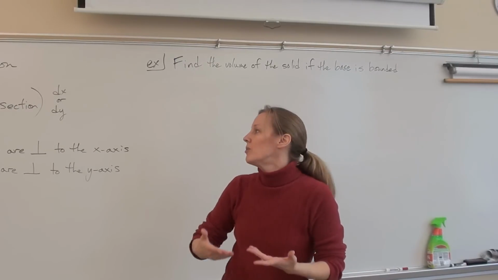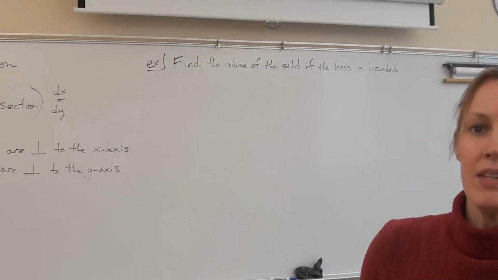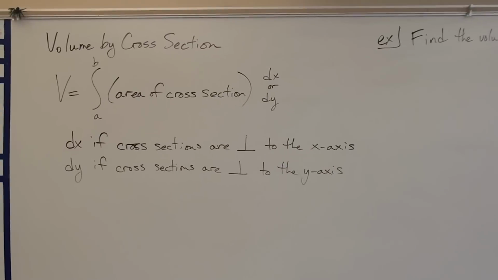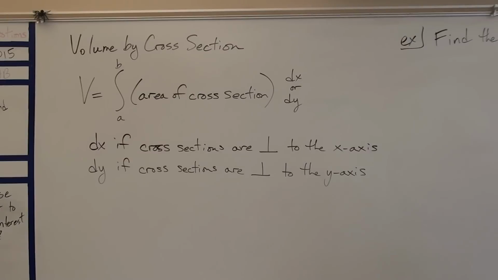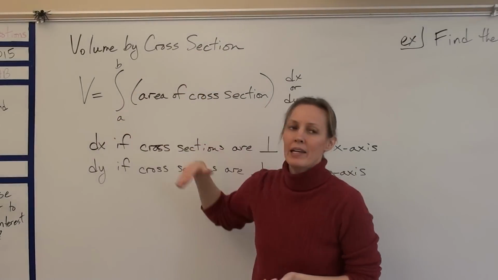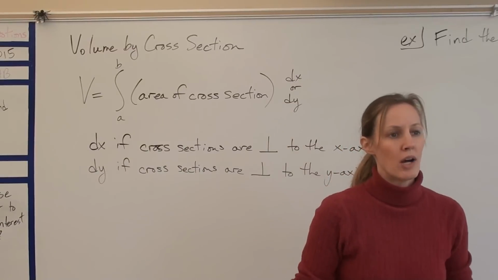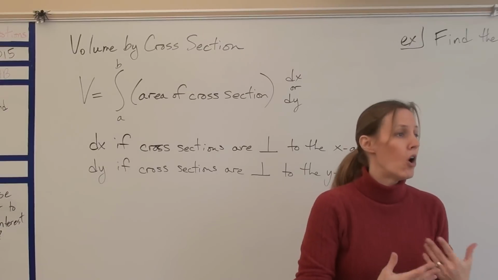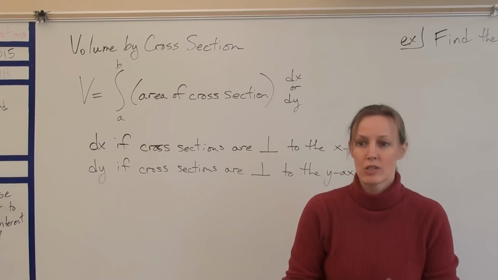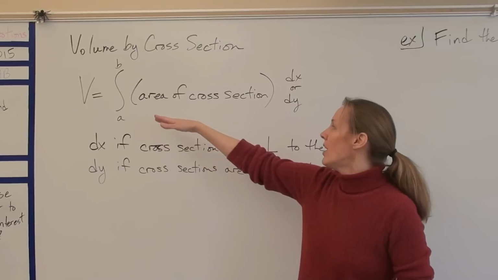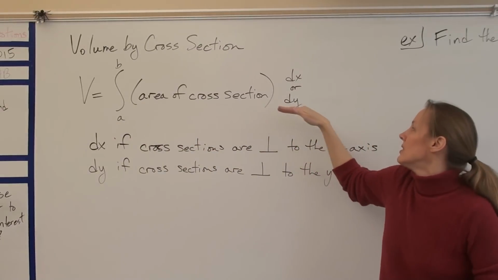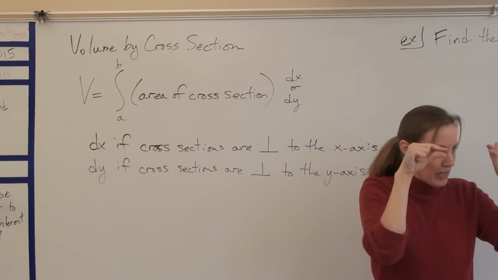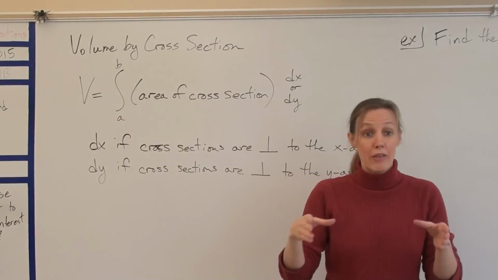So in general, what we get is this formula: volume by cross section. The volume of any solid where the cross sections are consistent in shape, but not necessarily size, so the cross sections are all squares, or all rectangles, or all triangles, some consistent shape, is the area of the cross section times the height. In our case, the height would be that dx or dy, because these would all be really tiny. Then you take the infinite sum to add them all together.